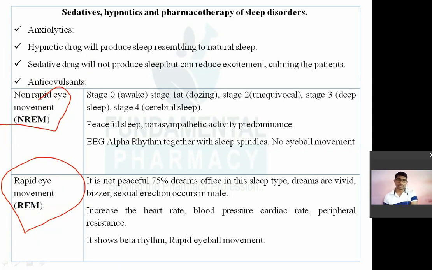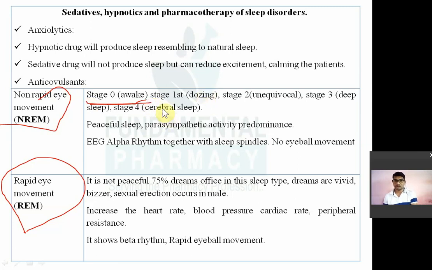Okay, the first one is non-rapid eye movement sleep, which is divided into four stages. Stage zero is when you are awake. You are feeling some kind of drowsiness and you want to go to sleep. At that time you are awake, not sleeping. You can listen, you can see, you can think.